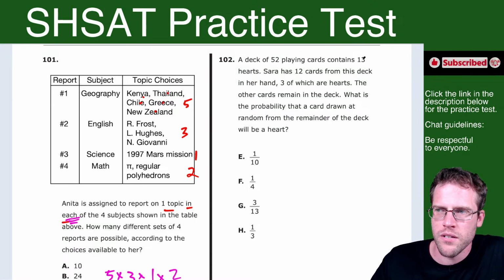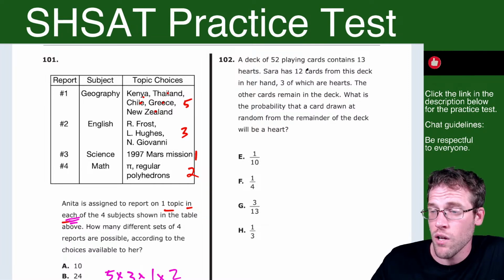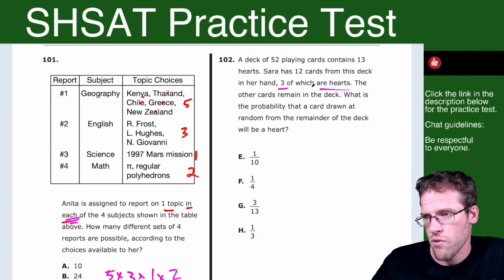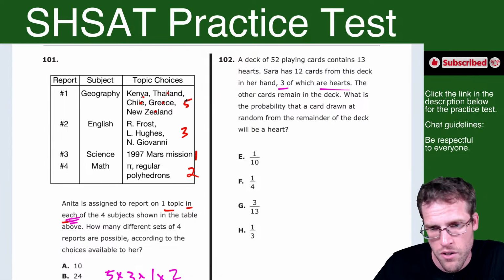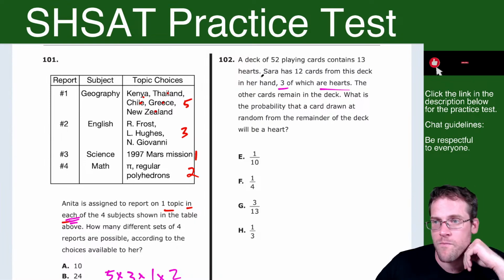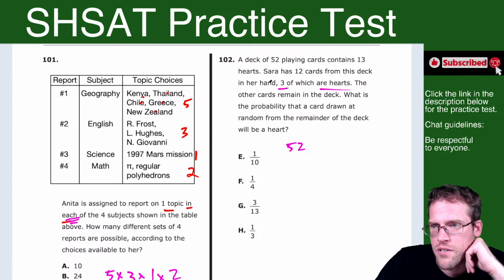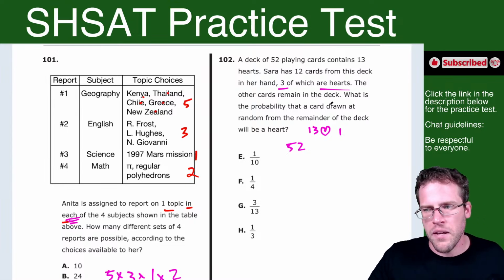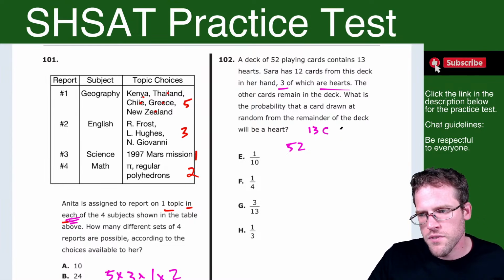So a deck of 52 playing cards contains 13 hearts. Sarah has 12 cards from this deck in her hand, 3 of which are hearts. The other cards remain in the deck. What is the probability that a card drawn at random from the remainder of the deck will be a heart? Okay, so let's think about this. So 52 cards, there's 13 hearts. Just in case you don't know, there's hearts, clubs, spades, and diamonds, 13 of each. I guess the other ones don't matter, but there's 13 hearts.